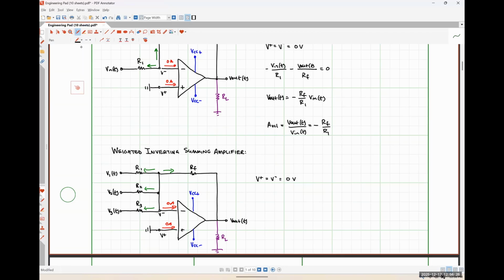So that's going to look like 0 minus V1 over R1. So I'm going to write minus V1 over R1. And similarly, we'll have 0 minus V2 over R2 and 0 minus V3 over R3. So those are all three of our currents flowing to the left. To the right, we have 0 minus V out over RF. So I'm going to write that as minus V out over RF. Set this equal to 0, and then rearrange. And in rearranging this, we're going to see that our output voltage is going to be negative RF times V1 over R1 plus V2 over R2 plus V3 over R3.